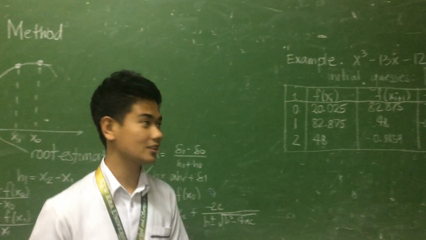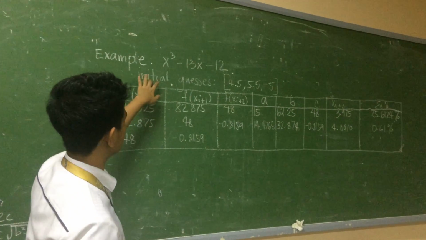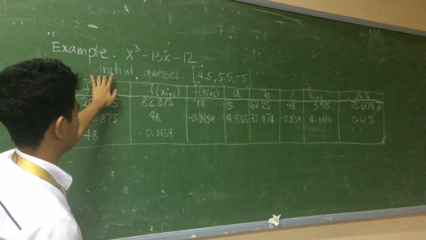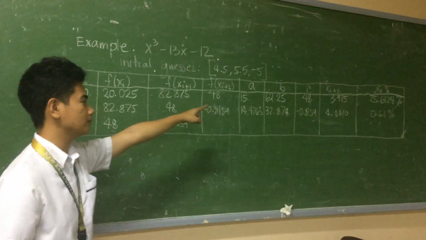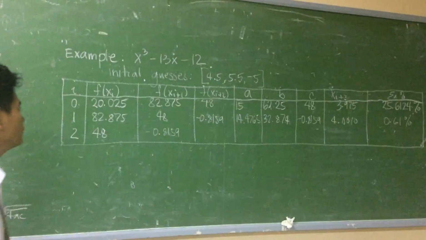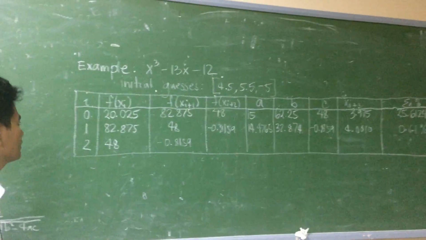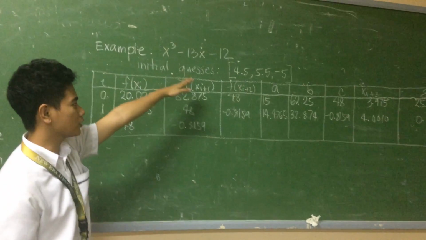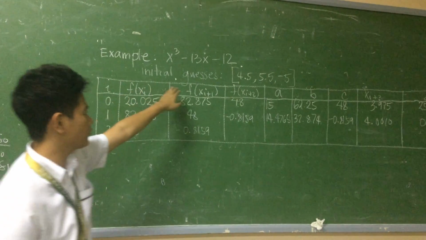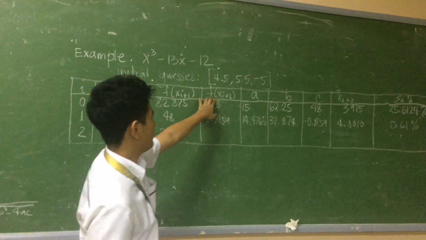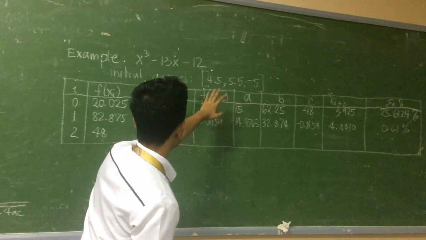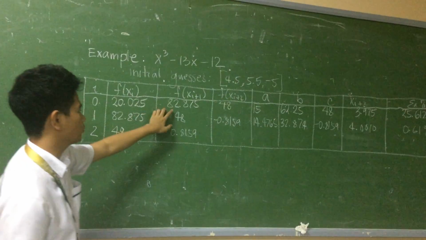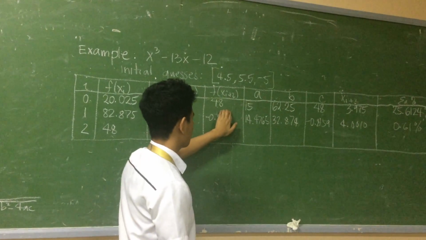So let's have an example. We are given the function x cubed minus 13x minus 12 with initial guesses of 4.5, 5.5, and 5. So we are going to substitute these values in our equation to find f of x_i, f of x_i plus 1, and f of x_i plus 2. Substituting the values will give us 20.725, 82.875, and 48.